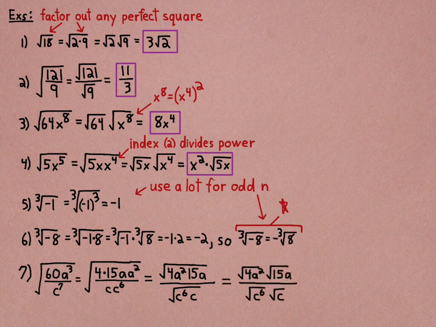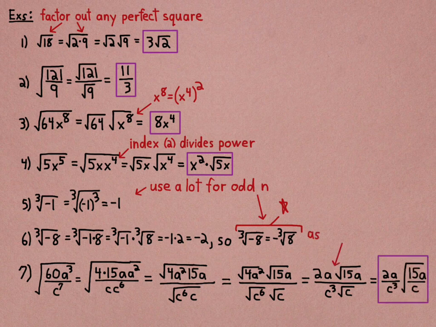Okay, and so you split these apart, each one into 2 square roots. And then the first one on each of those simplifies: 2a times the square root of 15a over c cubed times the square root of c. Then I just put the 2 square roots together again and the 2 non-square roots together. So 2a over c cubed times the square root of the quantity 15a over c.